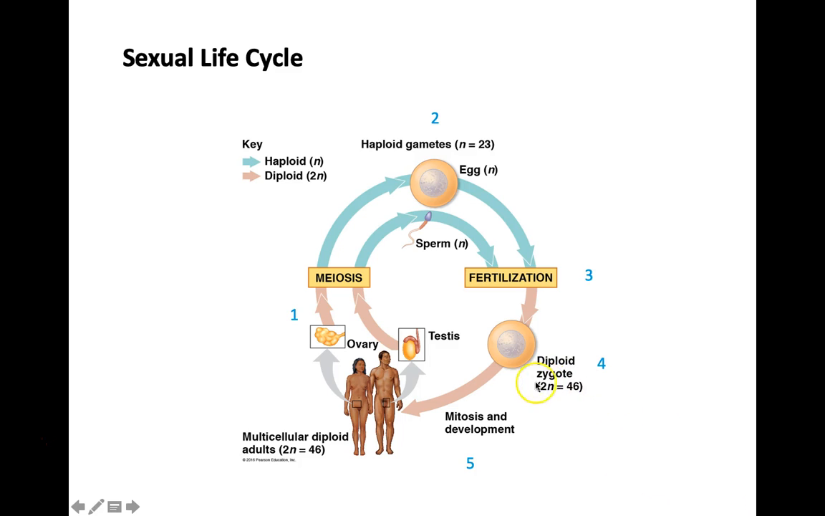This is where we get our total number of chromosomes for humans is 46. So in humans, the diploid number is 46. That means we have 2 copies of each type of chromosome. Our haploid number is 23. That means our gametes have 1 copy of each type of chromosome.